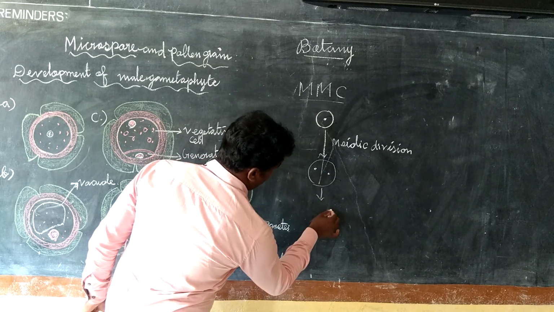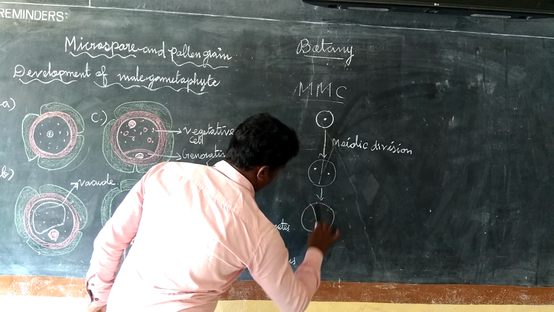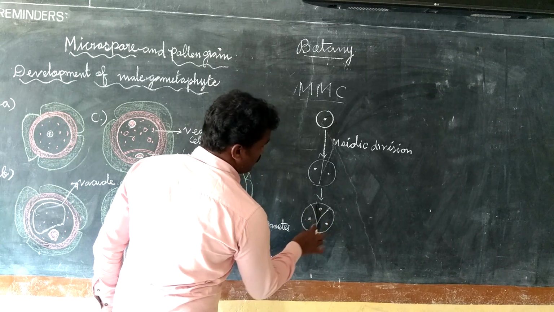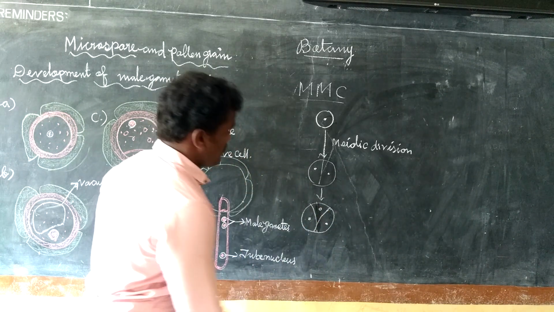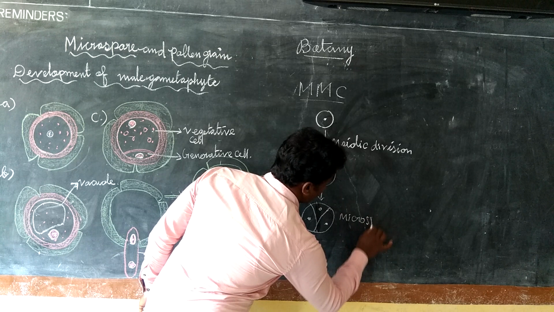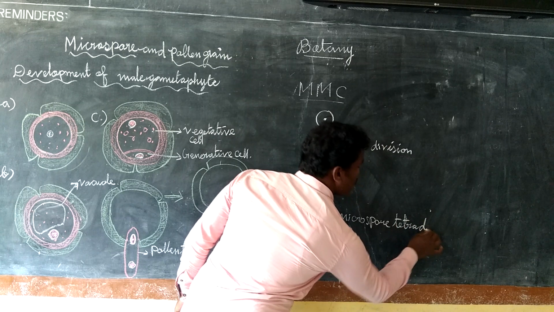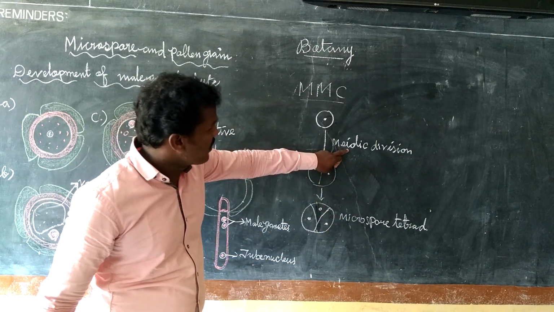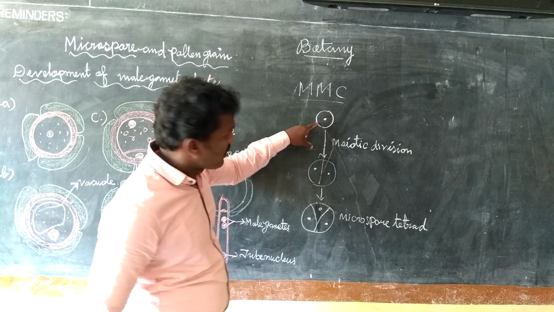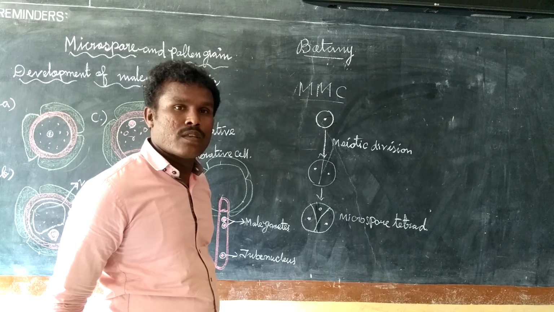first, then the next stage. So one microspore and another one on the opposite side. So here microspore tetrads are formed. Microspore tetrad. Due to the meiotic division, the microspore mother cell produces the microspore tetrads.